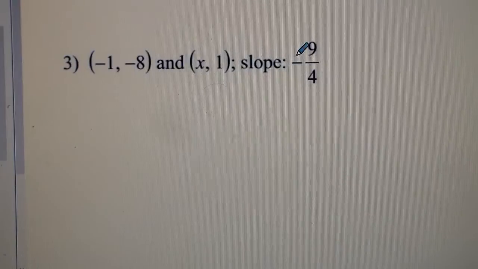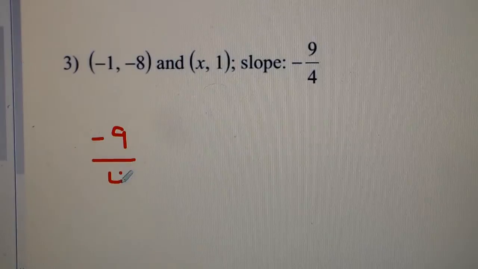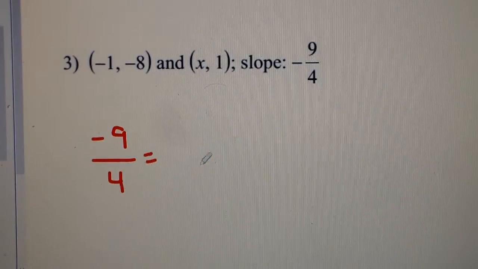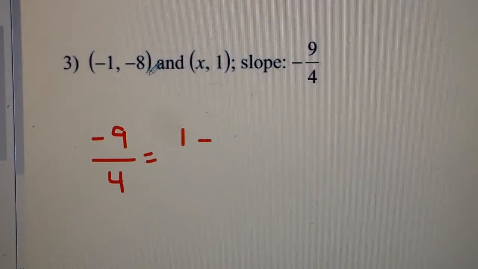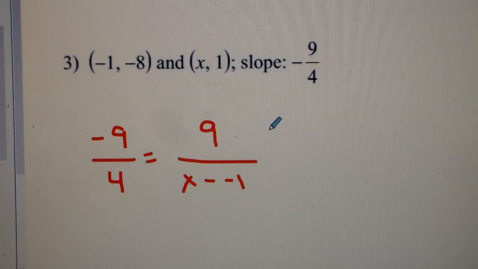Let's do another one. Your slope is -9/4. So I put the negative on top because that's just something I like to do. y2 minus y1. So 1 minus a -8. Divided by x2, which is the x, minus a -1. We simplify our signs. 2 negatives really mean a positive, so 1 plus 8 gets us 9. And x minus a -1 is really x plus 1.